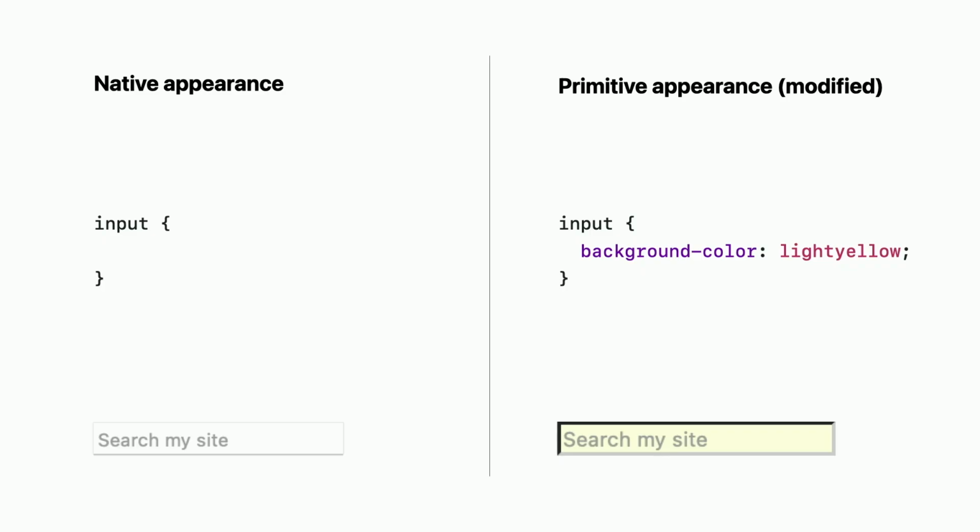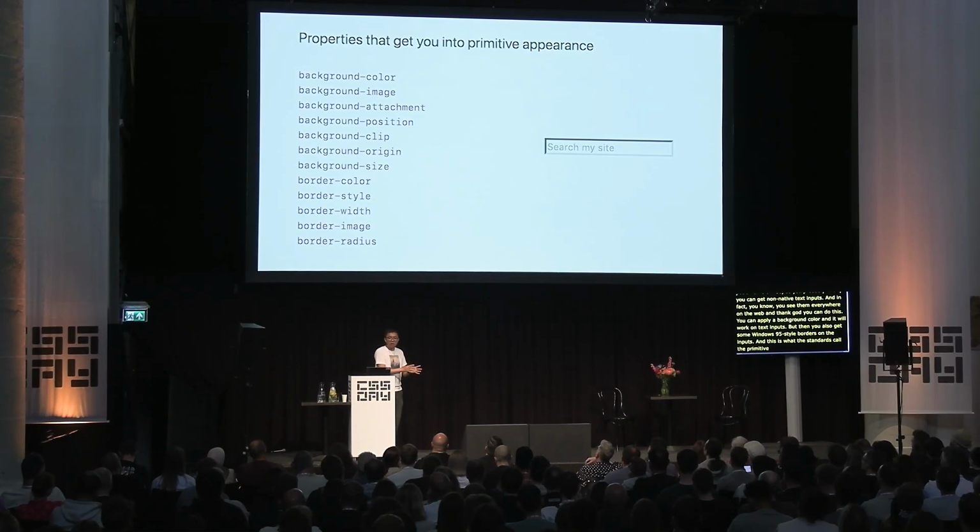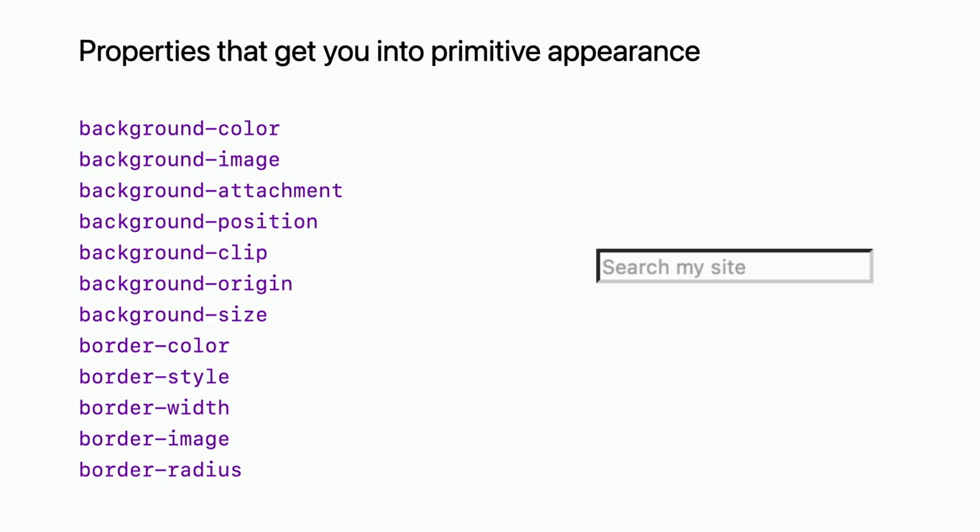But then you also get some Windows 95 style borders on the inputs. And this is what the standards call the primitive appearance. There's a couple of properties that will get you into this primitive appearance. You have all the background properties and all the border properties. That means if you set a filter or a margin, it won't actually give you this appearance. You'll still get a native form control.